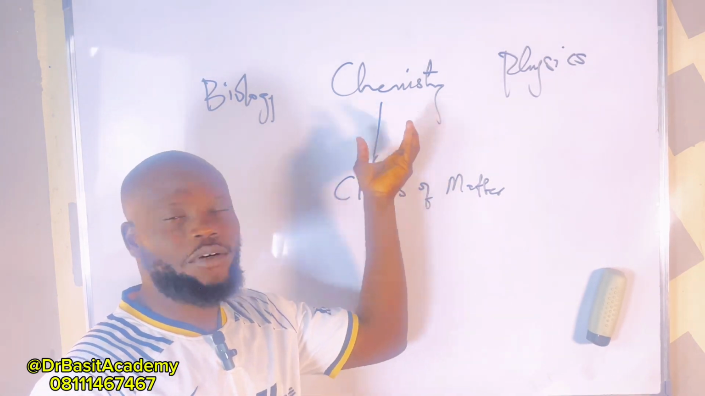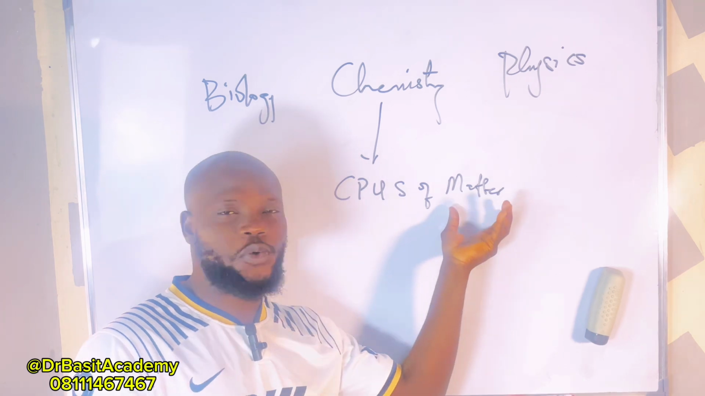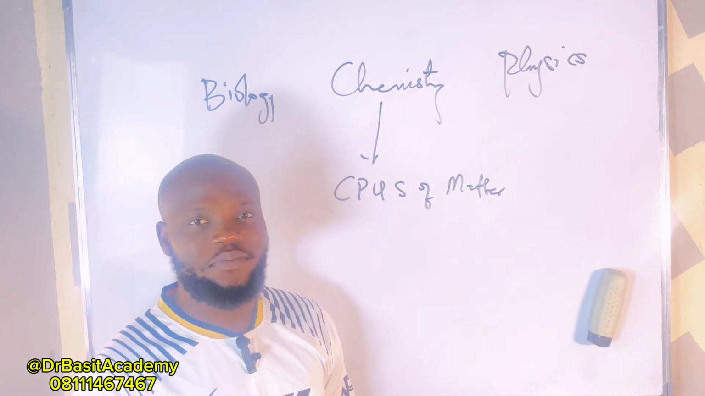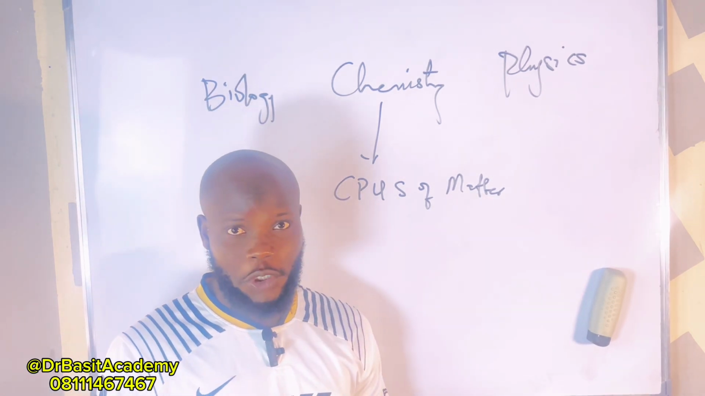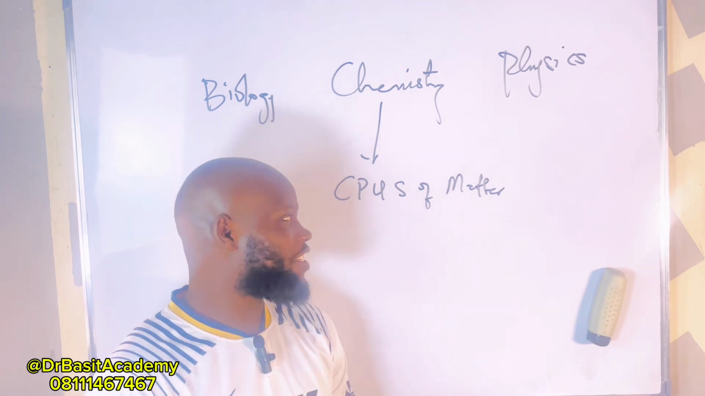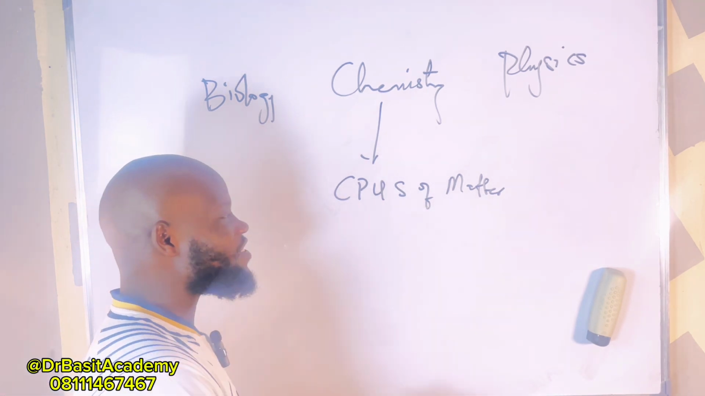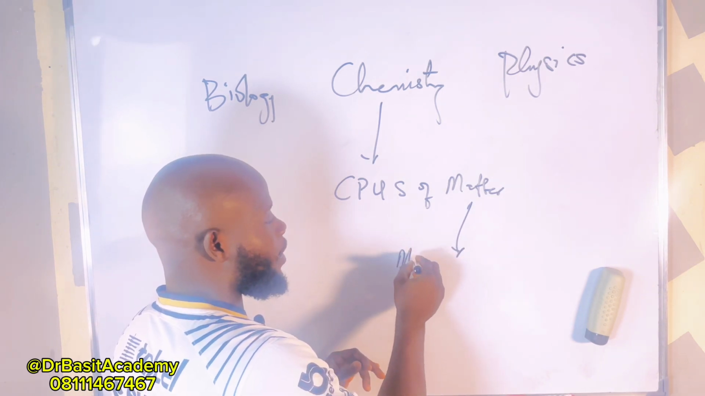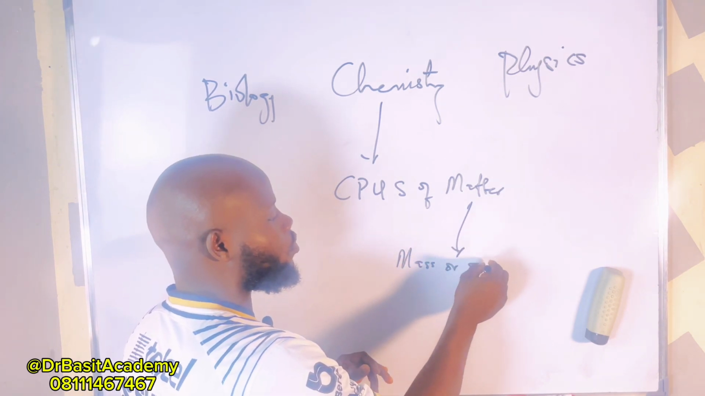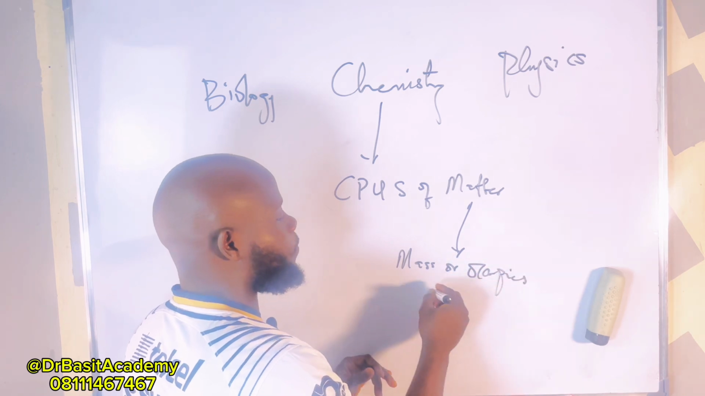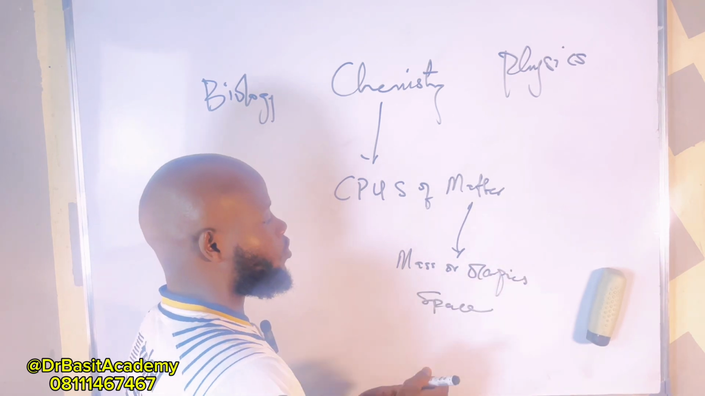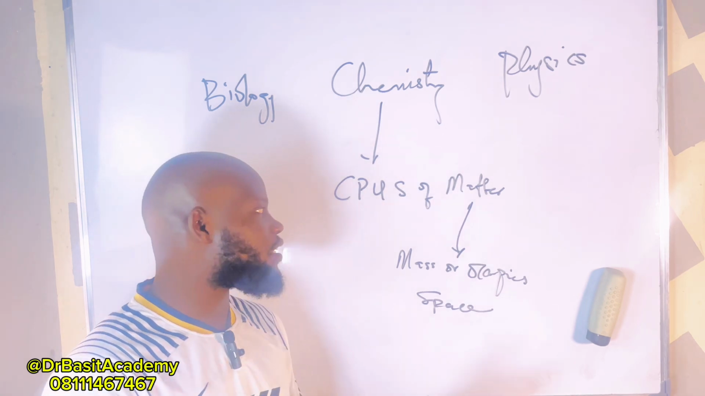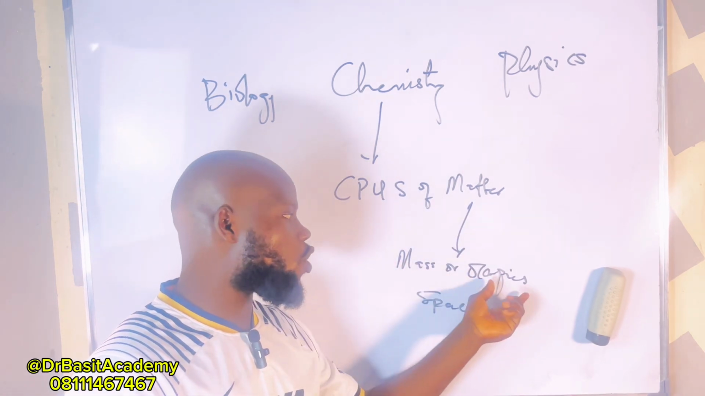For us to understand what chemistry is all about, we need to know what matter is. Now, what is matter? They must have taught us in secondary school. You cannot deny it. So matter is anything that has mass and occupies space. Please don't say matter is anything that has weight or occupies space.